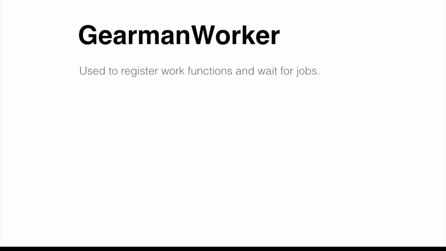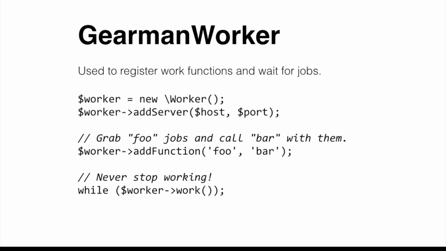We have the worker, and this is what actually registers the work functions and does the work with the jobs that you submit to it. So earlier when we used the call to the foo, we receive it here in add function, and then we're telling it that we want to call a function called bar with any jobs that come in under foo. And then the loop on the bottom will just continue listening for work to do and servicing those jobs.